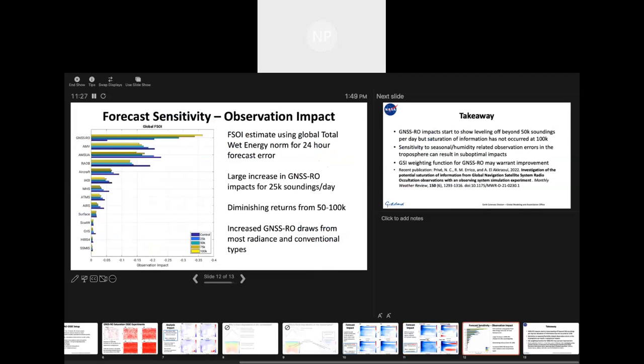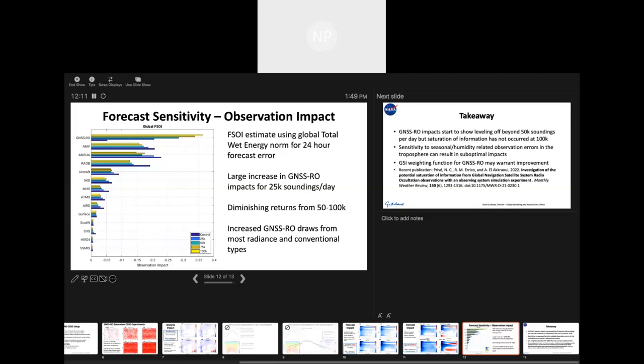In the last metric I'm going to show you here, we have a tool with our system called Forecast Sensitivity Observation Impact. This tool is a quick way to put all of your observations in perspective with one another without having to run a whole lot of data denial cases. So this is a proxy estimate for data denial. What we're looking at here is an estimate of how much influence the observations have on the 24-hour forecast of global total wet energy. It's one specific metric, but it shows how all the observations affect that.